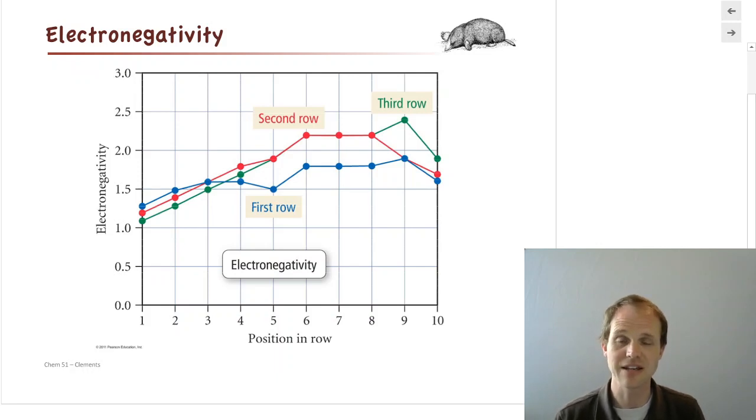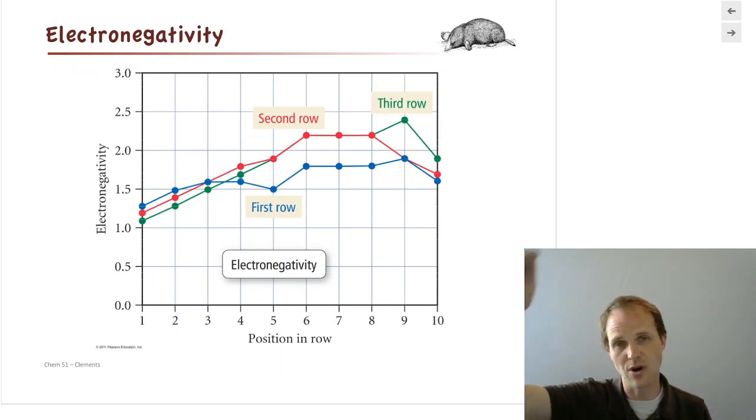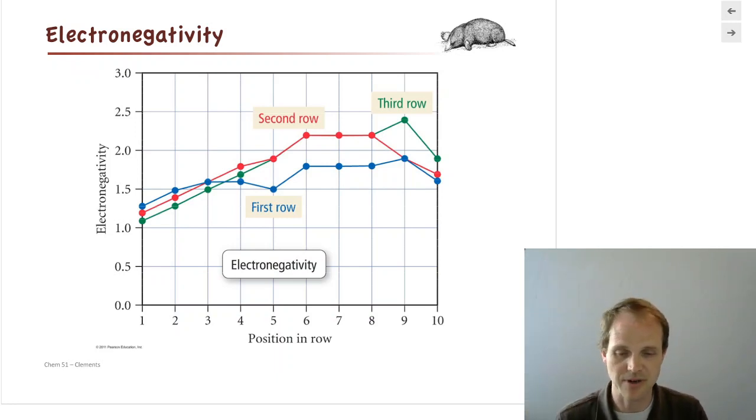Electronegativity. What is electronegativity? Remember, electronegativity is the tendency to draw electrons to itself. Fluorine being the most electronegative thing on the periodic table, it loves to draw electrons to itself. Lithium being very electropositive, it loves to give away electrons. All of the transition metals have these electronegativities. You can kind of see there's this trend as you go across, they kind of increase. But again, we're looking row to row here versus across the periodic table.